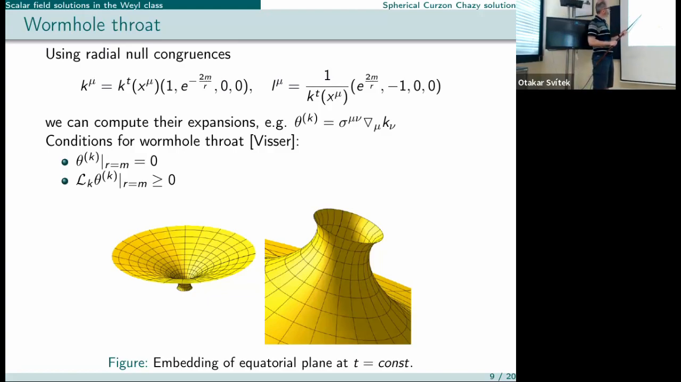But then there is another condition, the so-called flare-out condition, and this basically means that the wormhole throat really works in the way that it attracts you to the throat from one side and spews you out on the other side. And this is symmetric. Here it is just for the congruence K, but if you compute it for L, it behaves in the same way. So on one side of the throat, you have the ingoing K congruence that has negative expansion. Once it passes the throat, it has positive expansion, and L is exactly the inverse of it.